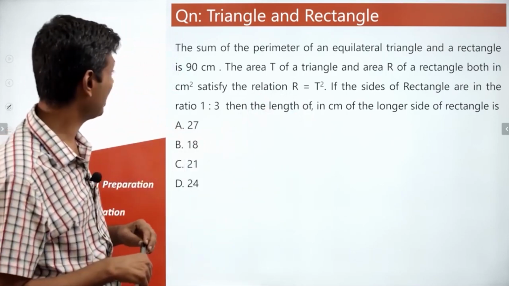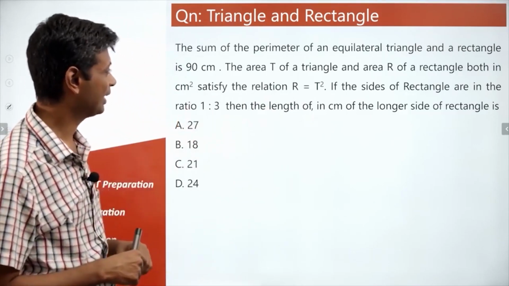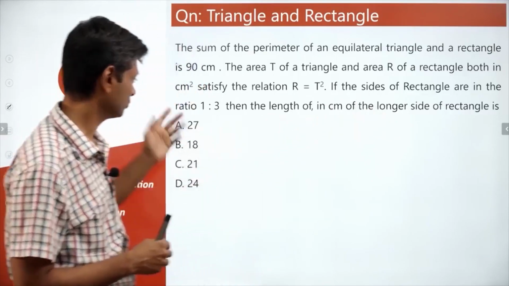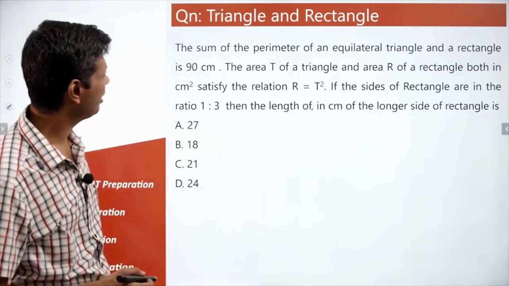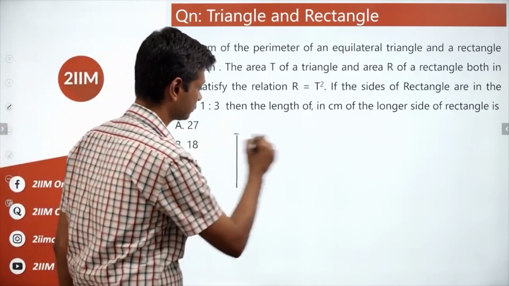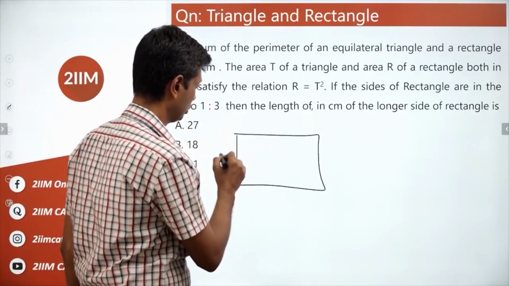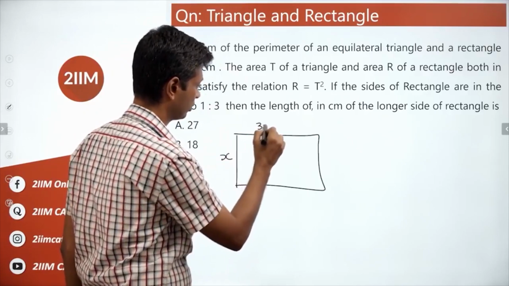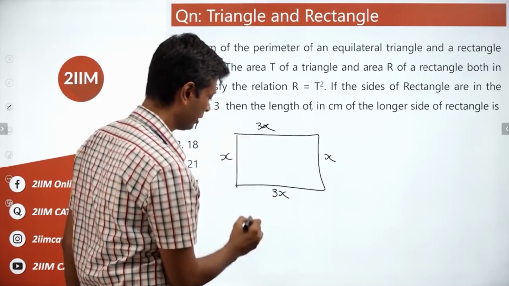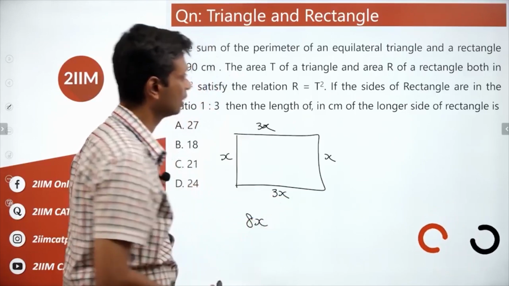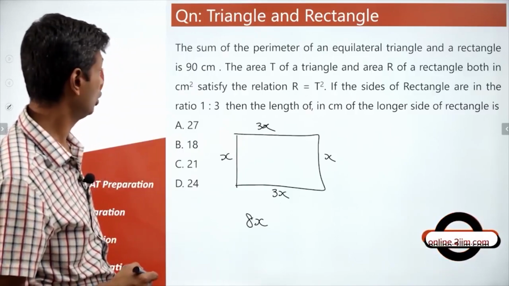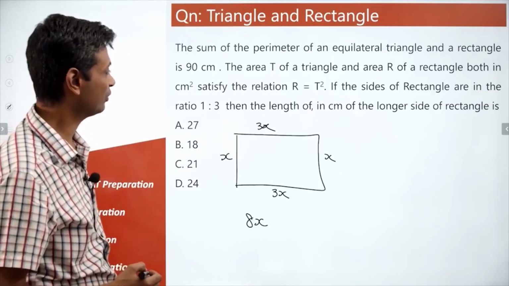The sides of the rectangle are in the ratio 1:3. The length in centimeters of the longer side of the rectangle is whatever it is. Fine. So the perimeter of the equilateral triangle and a rectangle is 90 centimeters. I'm going to start with the rectangle. And so this is x, this is 3x, x, 3x. And so perimeter is 8x.